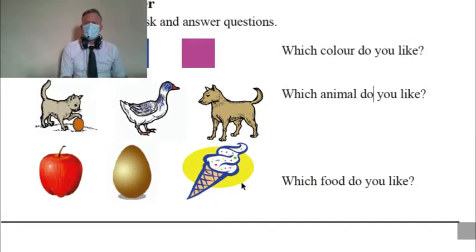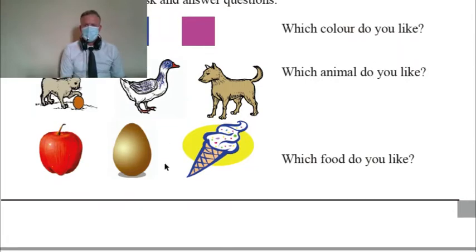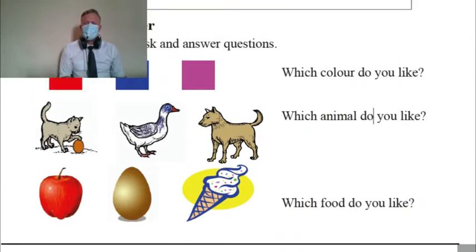Now, which food do you like? We have an ice cream, we have an egg, and we have an apple. Which one would you like to eat? I love ice cream, so ice cream will be my answer. Okay, let's move on to number 5.